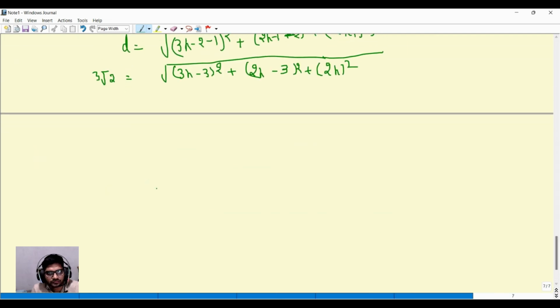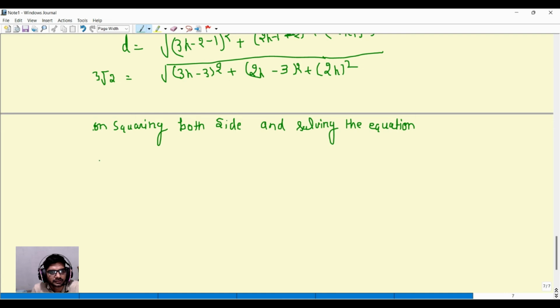Okay. On squaring both sides and solving the equation, 9 into 4 is 36, which equals (3 lambda minus 3) whole square plus (2 lambda minus 3) whole square plus (2 lambda) whole square. This will give 36.